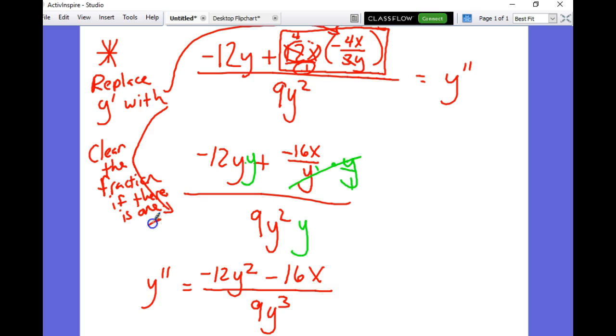And then we go ahead and we simplify, right? All right, but we may not be done. This may be able to be reduced. Does anything factor out of the top? What? 4 does. No, this one doesn't have a y on the top, so I can't take a y out. But I can take out a 4. So that would leave negative 3y squared minus 4x, right?